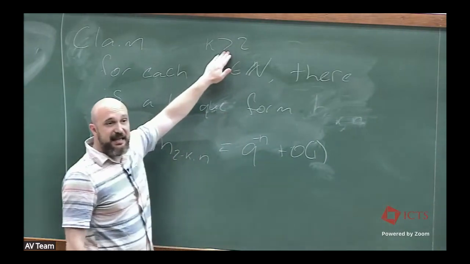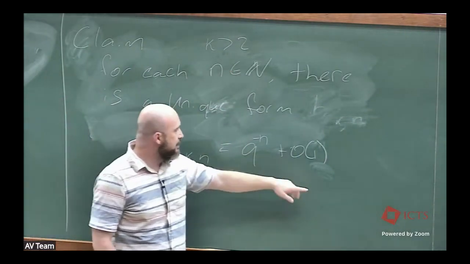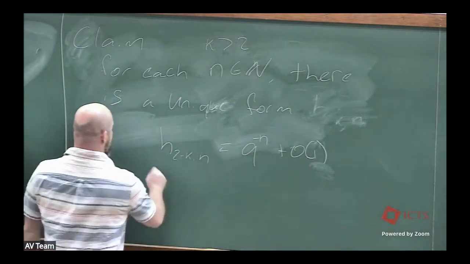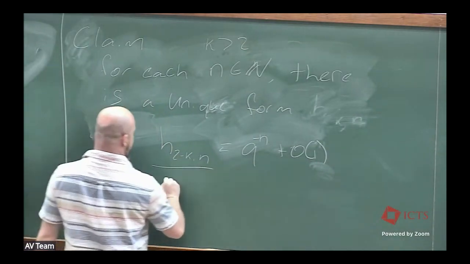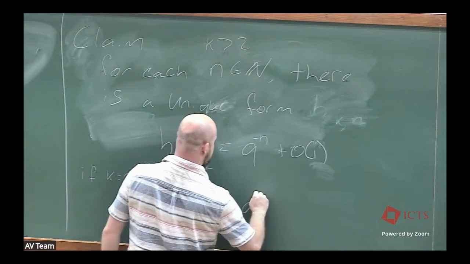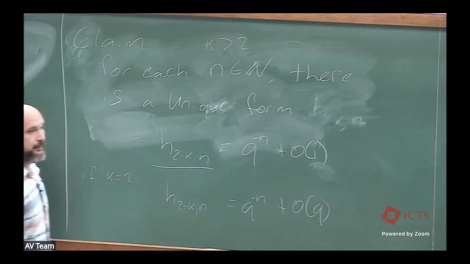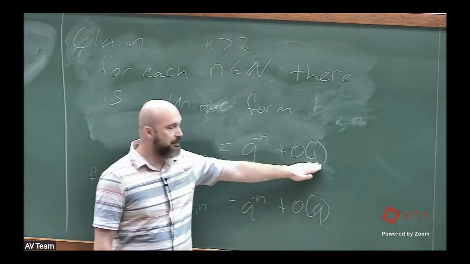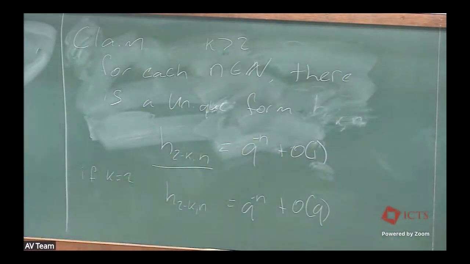In the case k is equal to 2, I'm looking at harmonic Maass forms of weight 0. In that case, it's not unique because I have constants that I can adjust. And so in that case, k is equal to 2, then I have h of 2 minus k comma n is equal to q to the minus n plus big O of q. Okay, so I can pick basically whatever I want for the principal part except possibly the constant. And I have a harmonic Maass form with that shape.